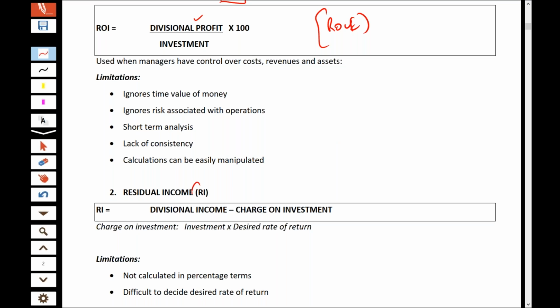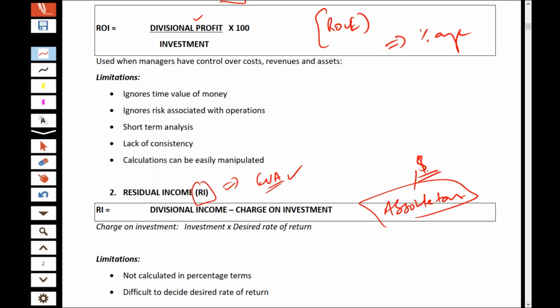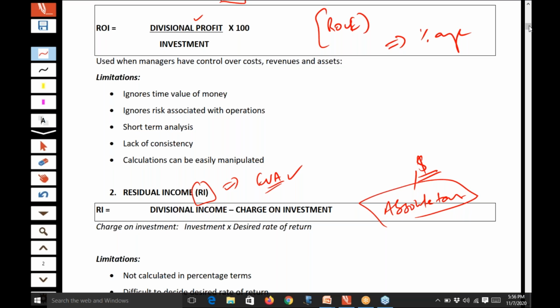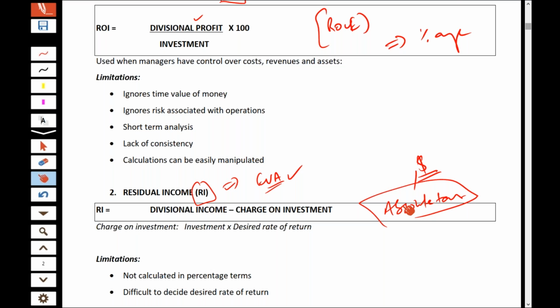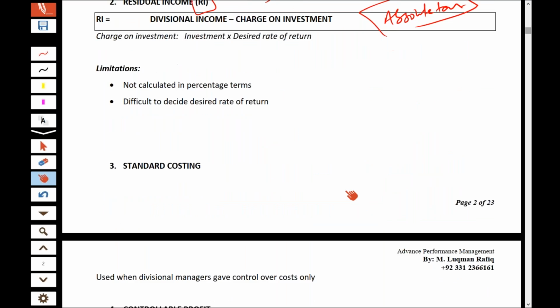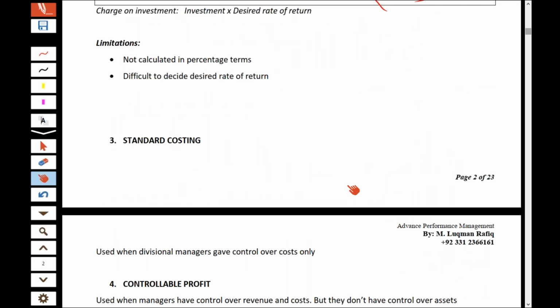The next thing is residual income, which we did discuss while we were discussing economic value added. We do know that ROI gives you a result in percentage terms, and residual income gives you results in absolute terms. That means it provides the result in dollars, and you have to decide whether your business is performing well or not using these dollar terms. At times, you could measure the performance of a division using standard costing and variance analysis also, and this is usually relevant when it comes to a cost center.